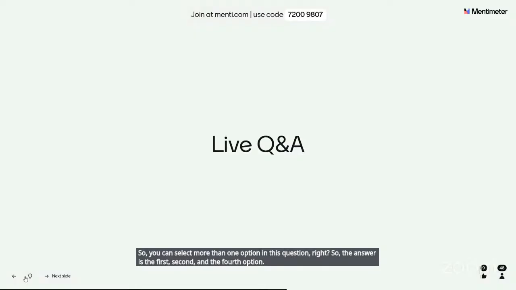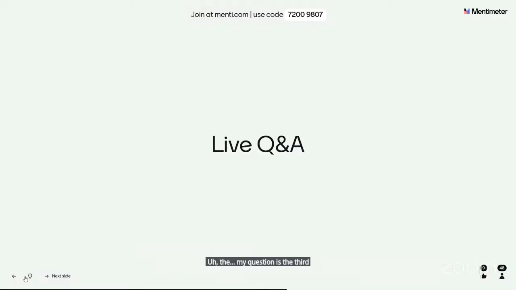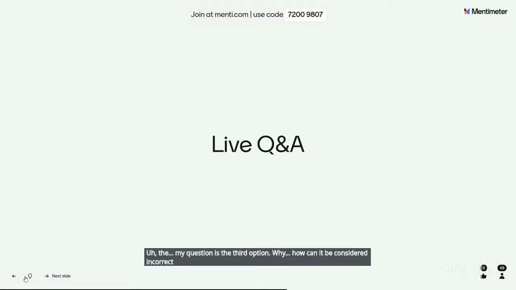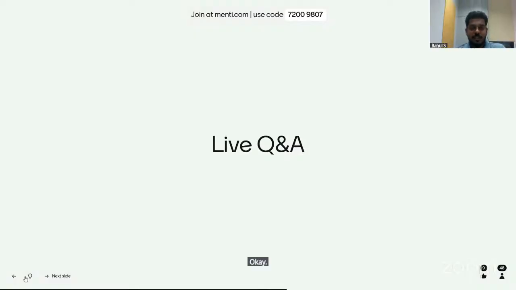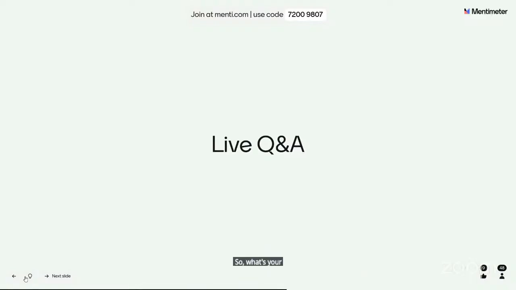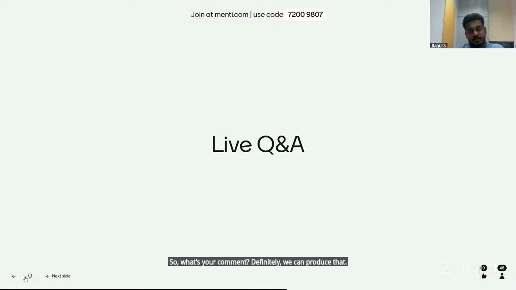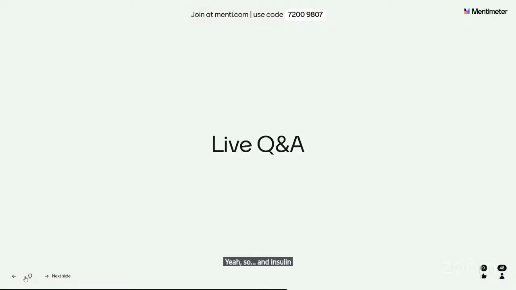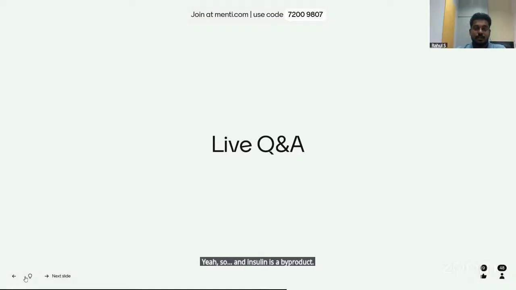My question is about the third option. How can it be considered incorrect? Bioproducts are synthetic chemicals created in laboratories. Okay. What's your comment on that? Can't you produce insulin in the lab? Definitely, we can produce that. And insulin is a bioproduct. So that comes the problem.